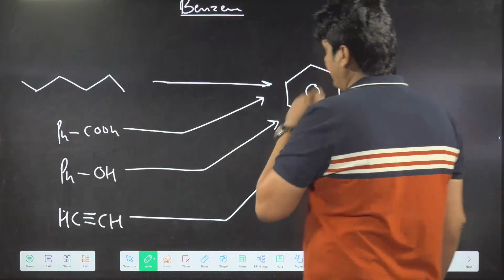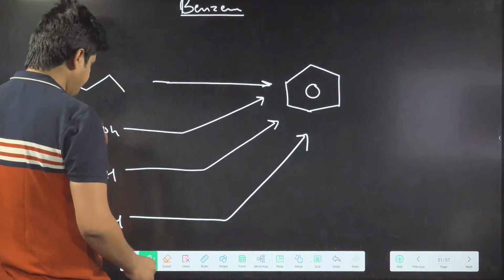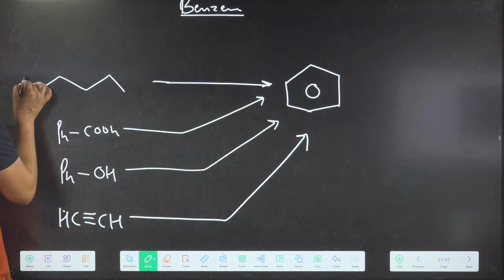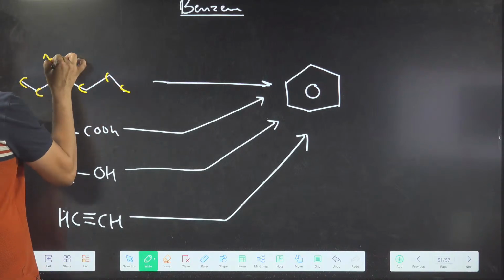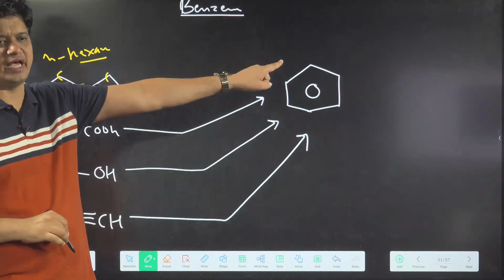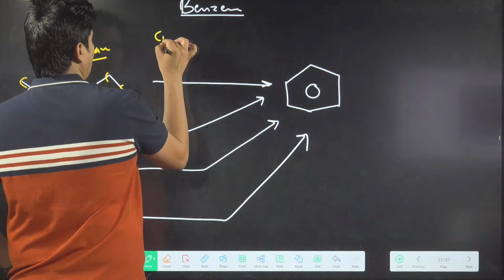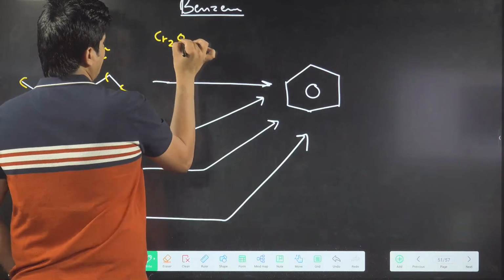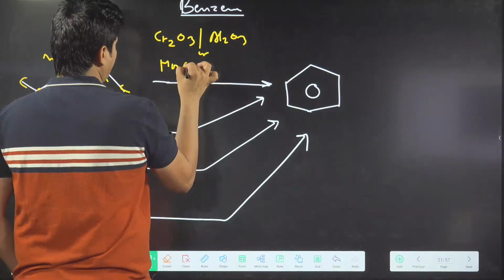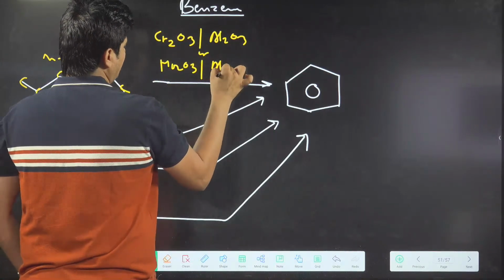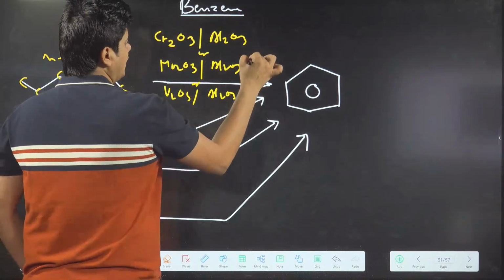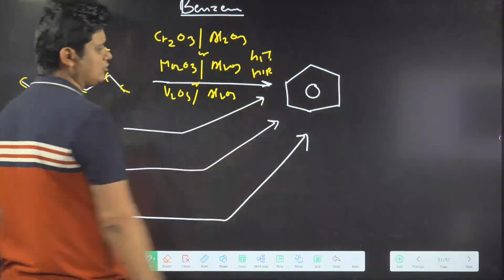Next one, benzene. How to prepare benzene? All are known to you. This is 1, 2, 3, 4, 5, 6, a normal hexane. Just now we discussed normal hexane to benzene aromatization. What do we have to select? Oxide of chromium supported over alumina gel, or oxide of molybdenum supported over alumina, or oxide of vanadium supported over alumina. High temperature, high pressure, you will get this aromatic compound benzene.